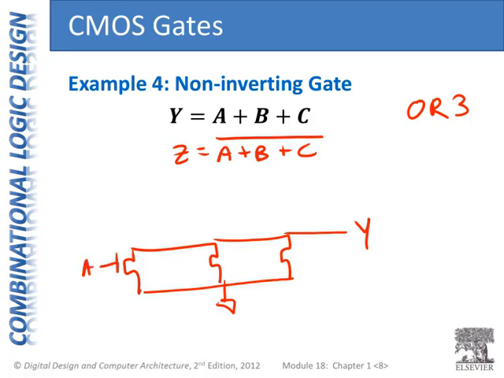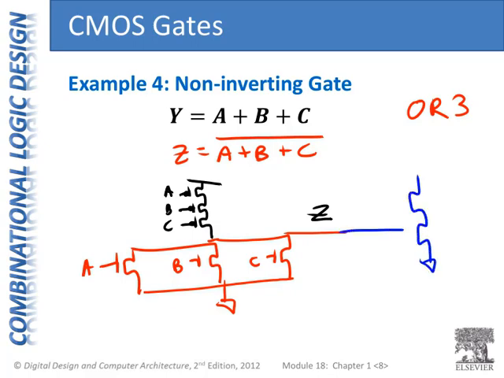This is the pull-down network. OR means in parallel. And now our pull-up network, well, pull-down is in parallel, pull-up will be in series. And again, that's actually not Y, that's our intermediate function Z. And so now we have to feed that through an inverter to get our actual function that we want, Y.